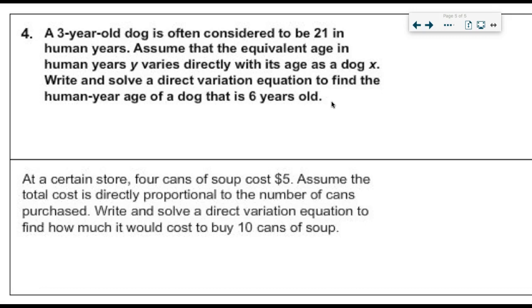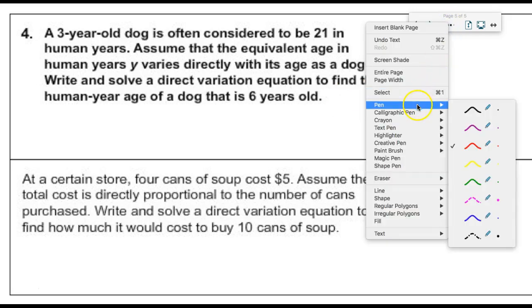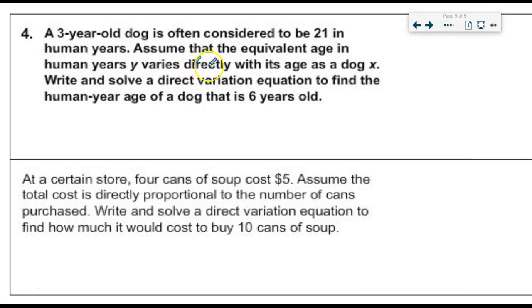So, a couple of different ways to look at this. First of all, I need to make sure I'm understanding the variables. So, again, it's telling me human years Y varies directly with age X. Okay, so human years Y, sorry, a little more specific, and then dog age is X. In other words, 3-year-old dog. Okay, so this is where it might be helpful to write a proportion and solve a direct variation equation.